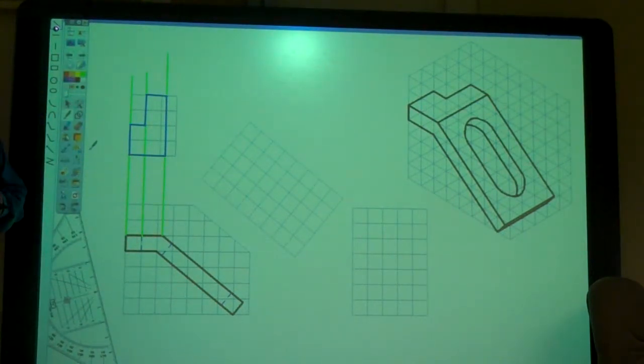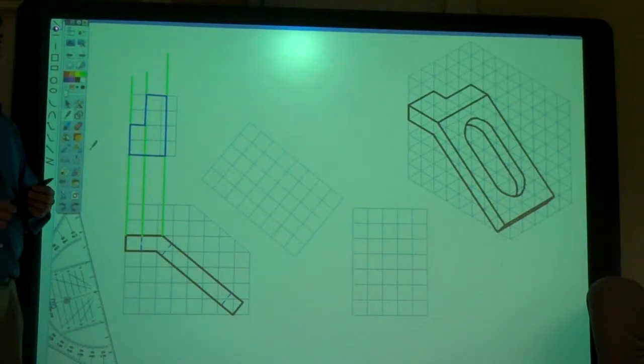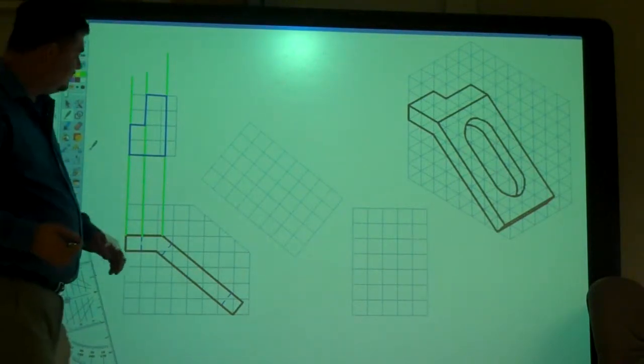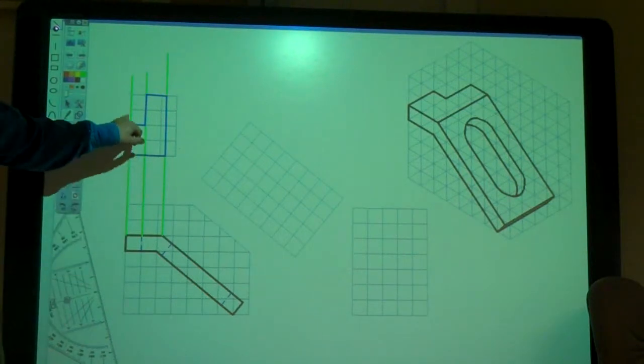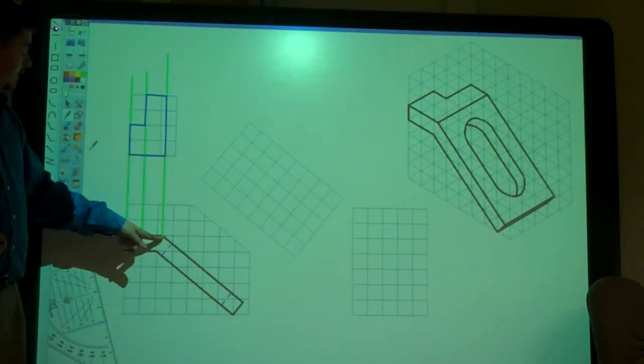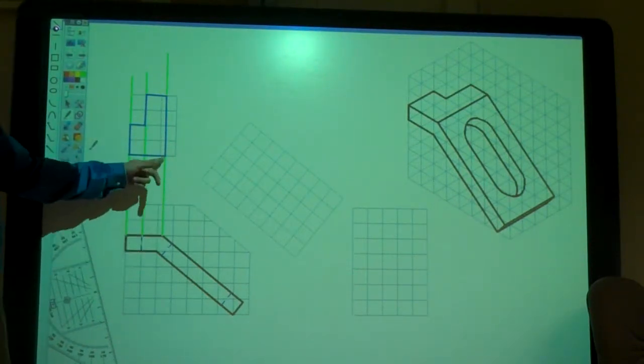Give them a shake. Sorry about that. So there's the top. Right here, because that's a sharp corner, I can have a solid line right there.